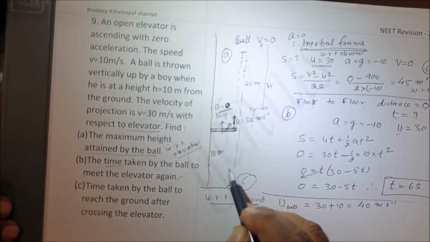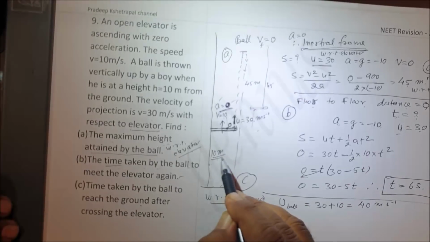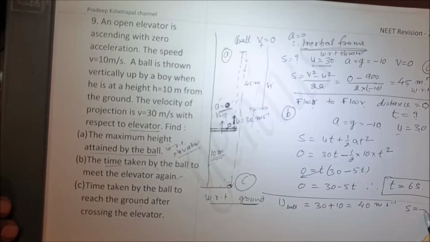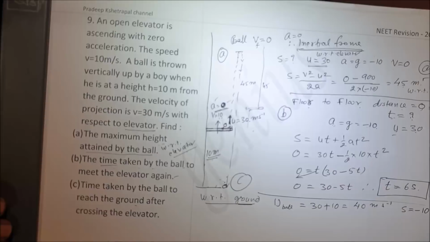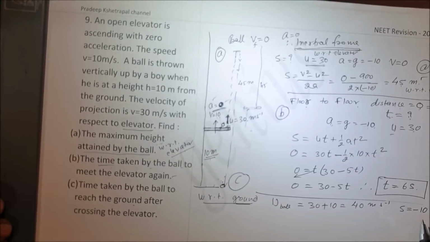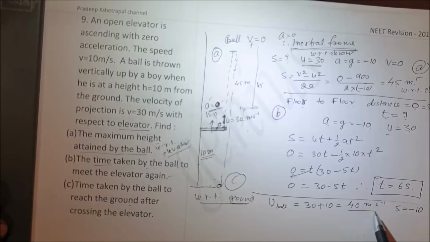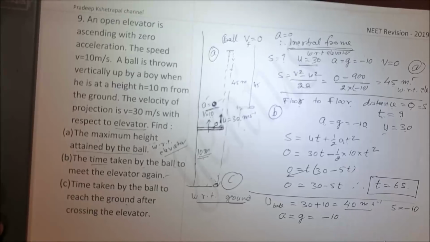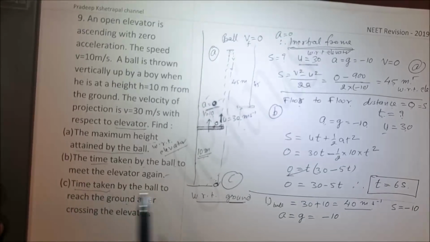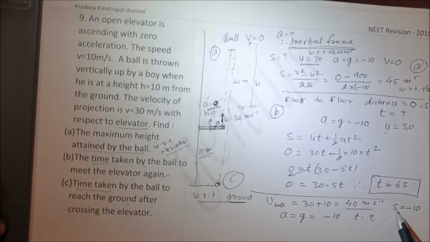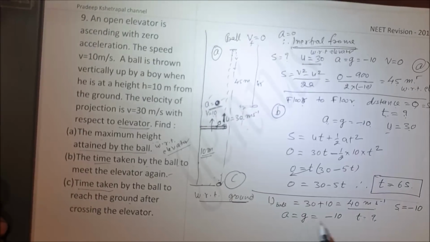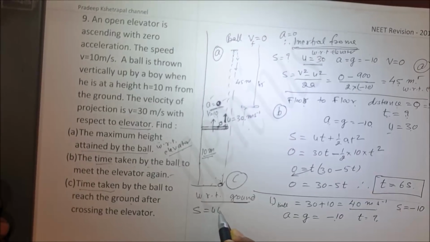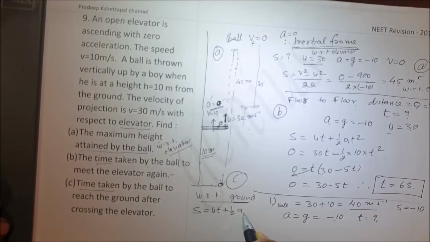So this is the final position. How much is the displacement from initial to final? That is equal to 10 meter, but this displacement is in the downward direction, so I write it minus 10. So s is equal to minus 10, u is equal to 40, acceleration is g equal to minus 10, and we are supposed to find the time taken, t. What is the equation? s is equal to ut plus half at square.